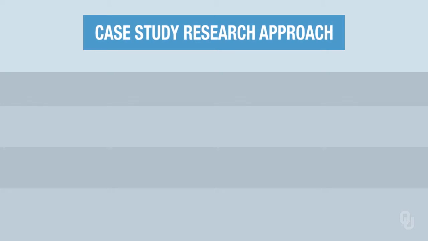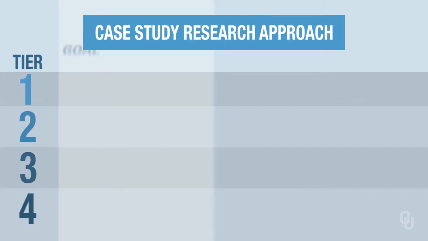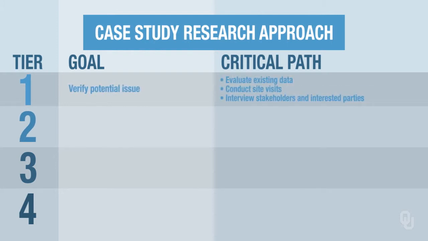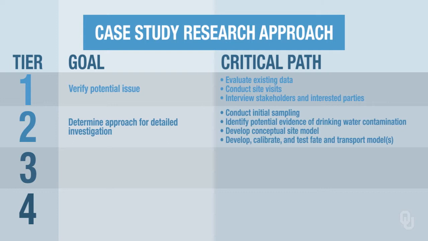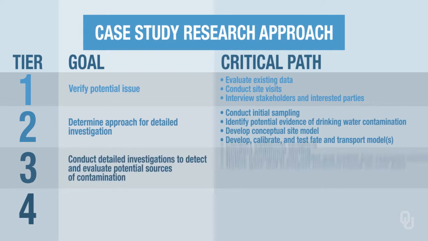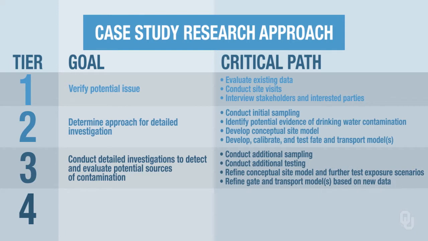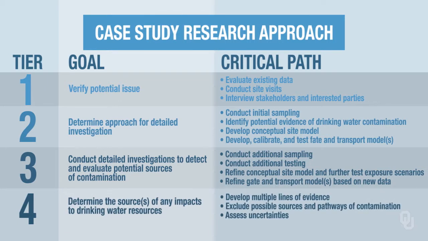The EPA case study research approach is shown in this table, where there are 4 tiers, a column of goals, and the critical path to achieving those goals. The first 2 tiers were to verify the potential issue, which I did in preparation for the study, to determine the approach for the detailed investigations, which again, I was involved with. In the last couple of years, others have done tiers 3 and 4, where they've conducted more detailed investigations to detect and evaluate potential sources of contamination and determine the sources of any impacts to drinking water resources.